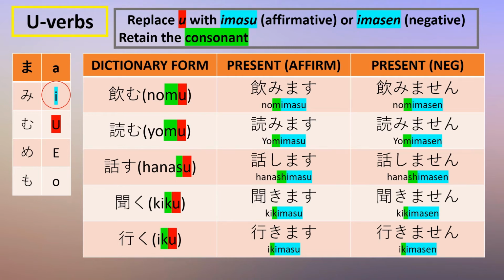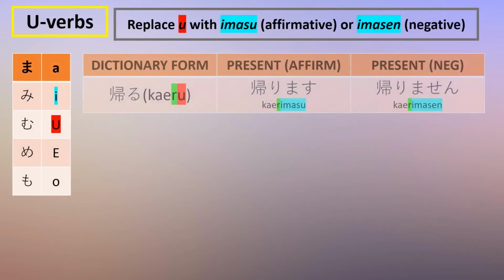Next, iku. Of course, the letter K again is retained. So iku, ikimasu. To go, I go. Ikimasen, I do not go. I don't go. There. I hope you are getting it with all these highlights.